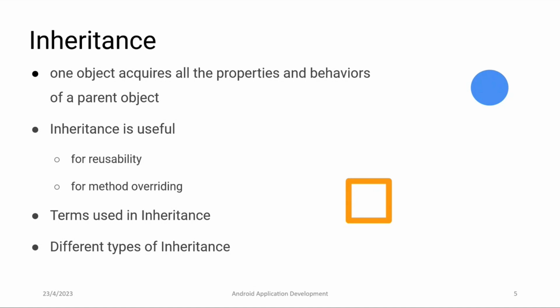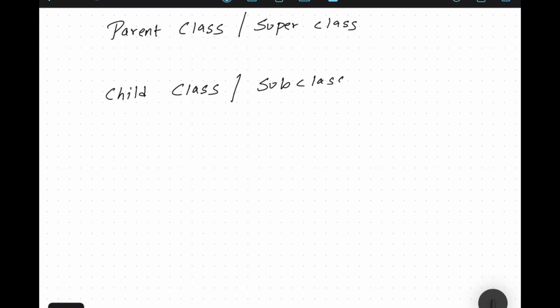Let me explain different types of inheritance. We talk about a parent class and a child class. Parent class is also known as superclass. Child class is also known as subclass. But for our workshop, we'll only talk about parent and child. We'll not talk about super and sub as of now.